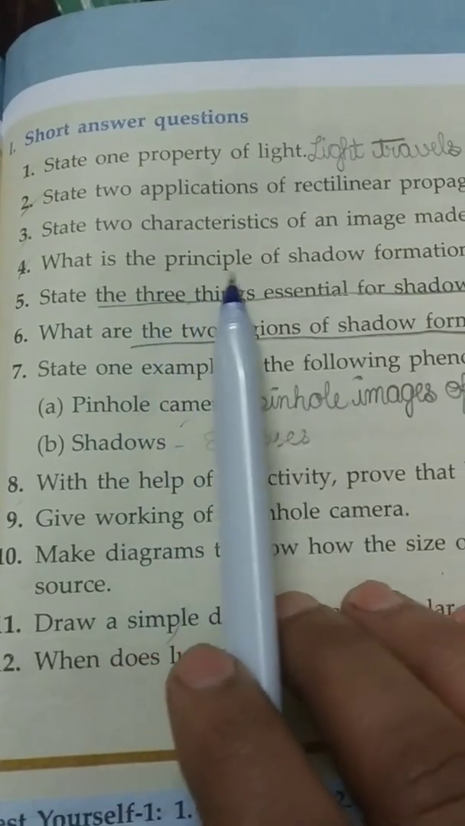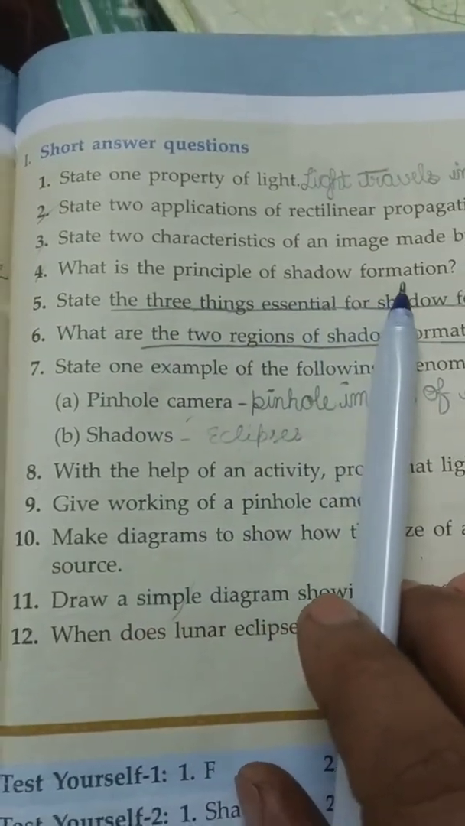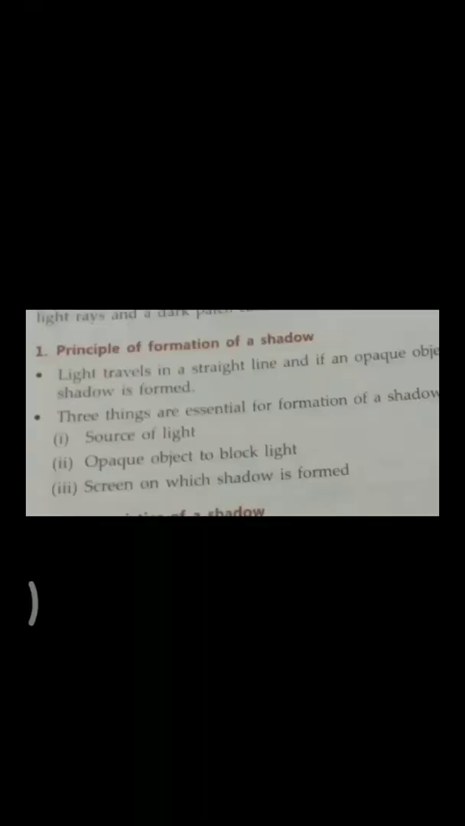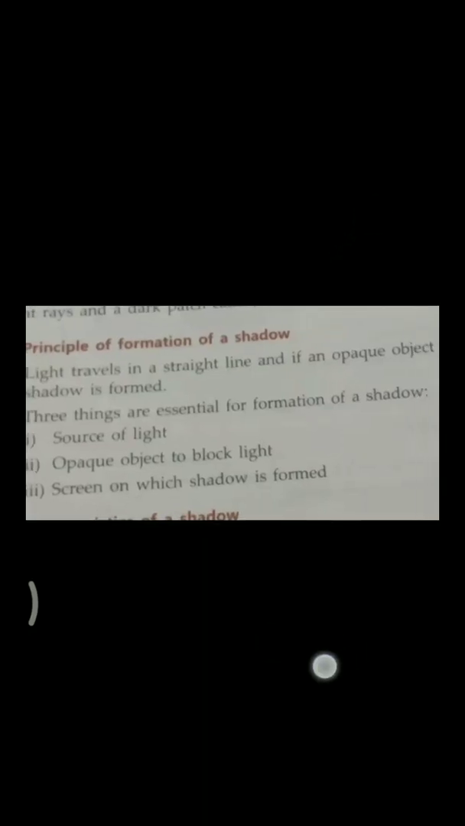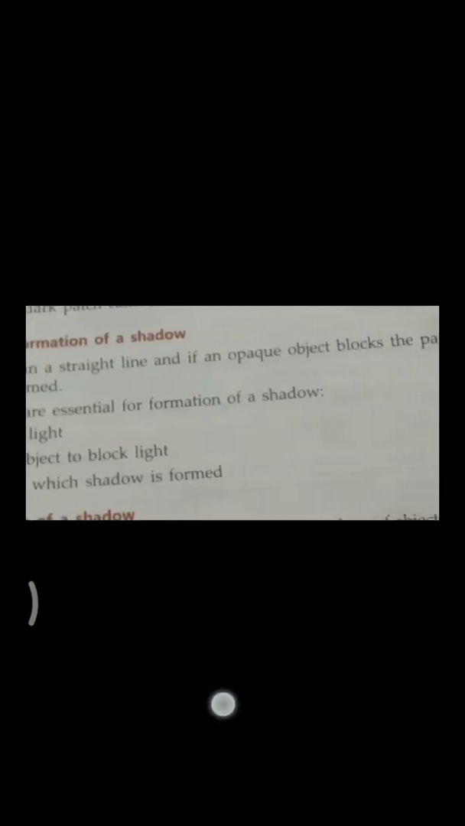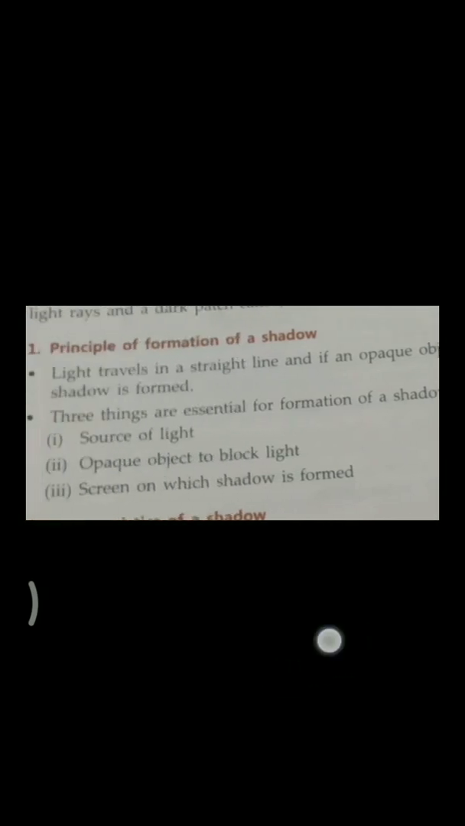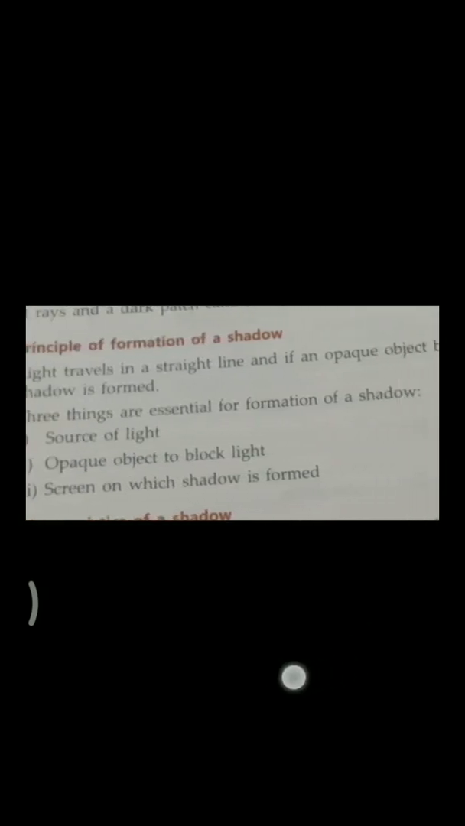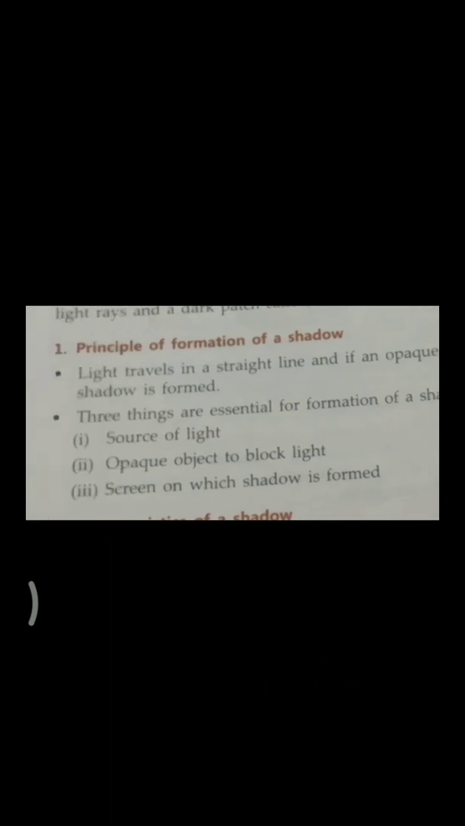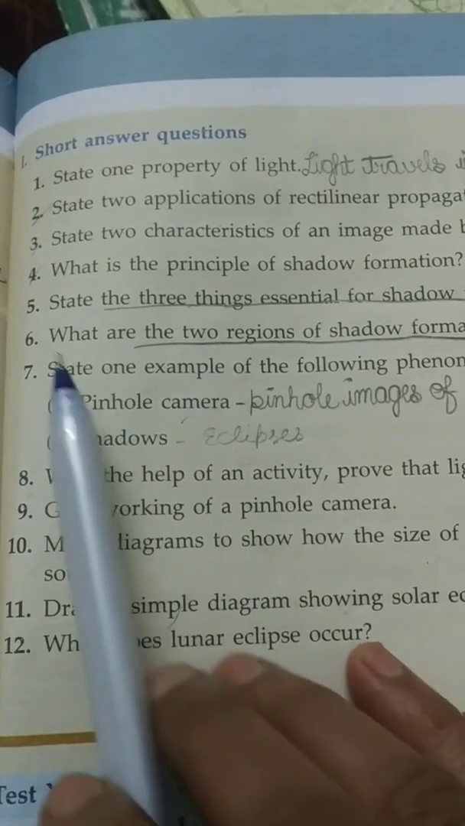Fourth, what is the principle of shadow formation? Fourth answer, principle of formation of shadow: light travels in a straight line, and if an opaque object blocks the path of light, a shadow is formed. Second, 3 things are essential for the formation of a shadow: source of light, opaque object to block light. Third, screen on which the shadow is formed.